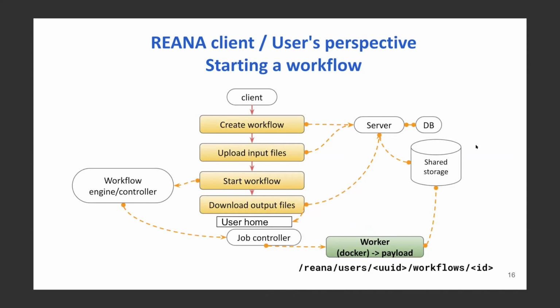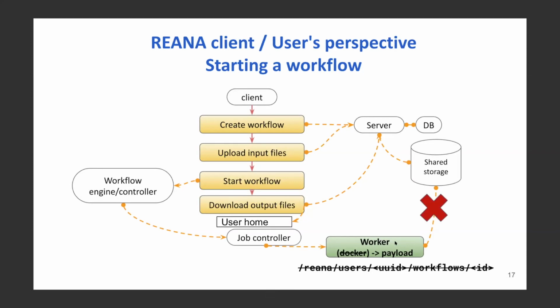From the user's perspective, they interact with the Rihanna client. They just create the workflow. They need to upload their input files. Then once they start the workflow, this contacts the workflow engine for Rihanna, which will talk to the job controller. And then this will go to the worker. And the workflows are running inside some fixed paths that are supposed to be in the worker.